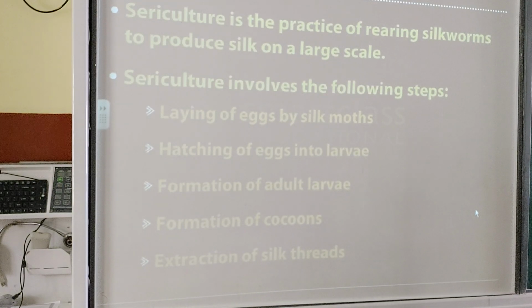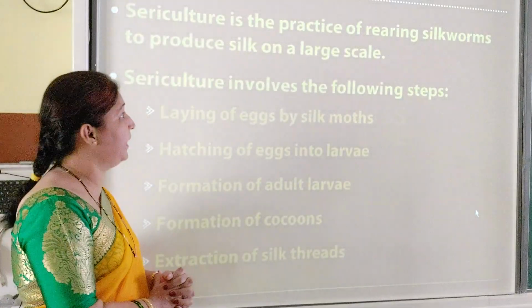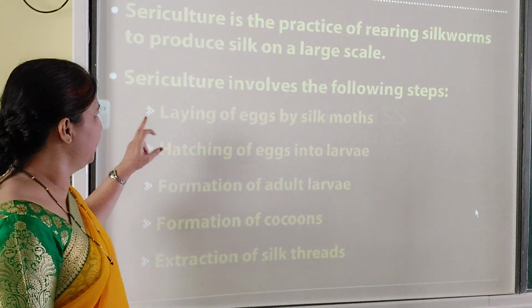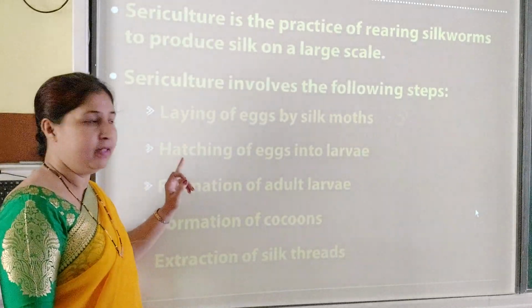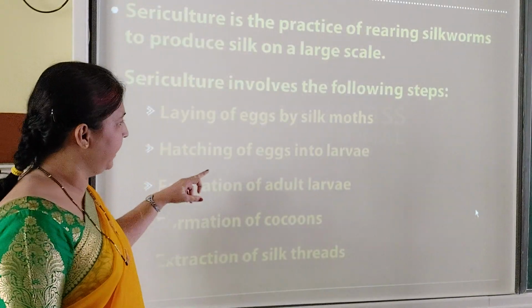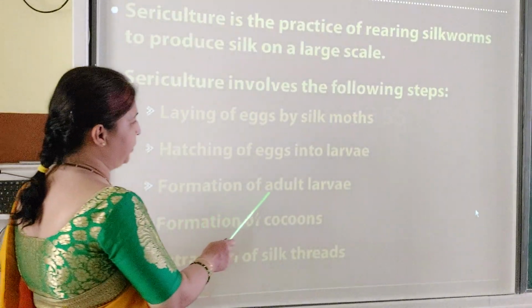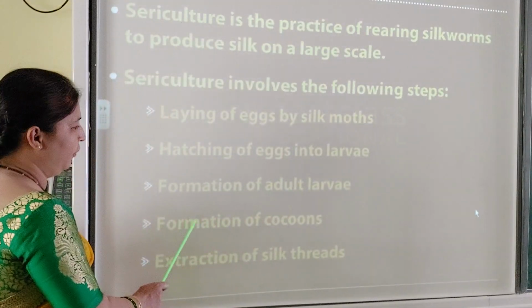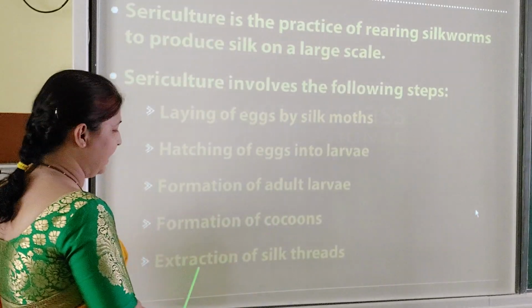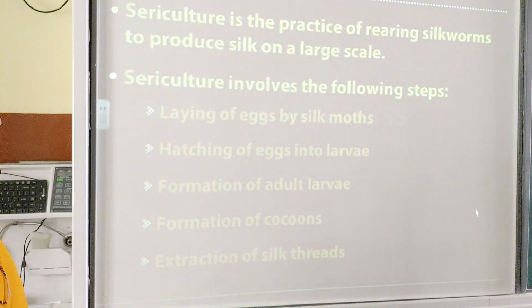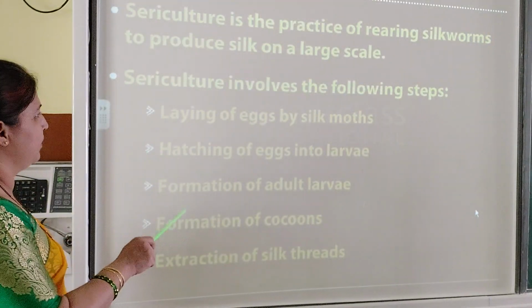So first of all, sericulture is a practice of rearing silkworms to produce silk on a large scale. Then the steps involved in sericulture are first laying of the eggs by the silk moths, then hatching of the eggs into the larvae. Then the next one is formation of the adult larvae, formation of cocoons, and the last one is extraction of silk threads. So how many steps do we have here? 5 steps. So which are those?